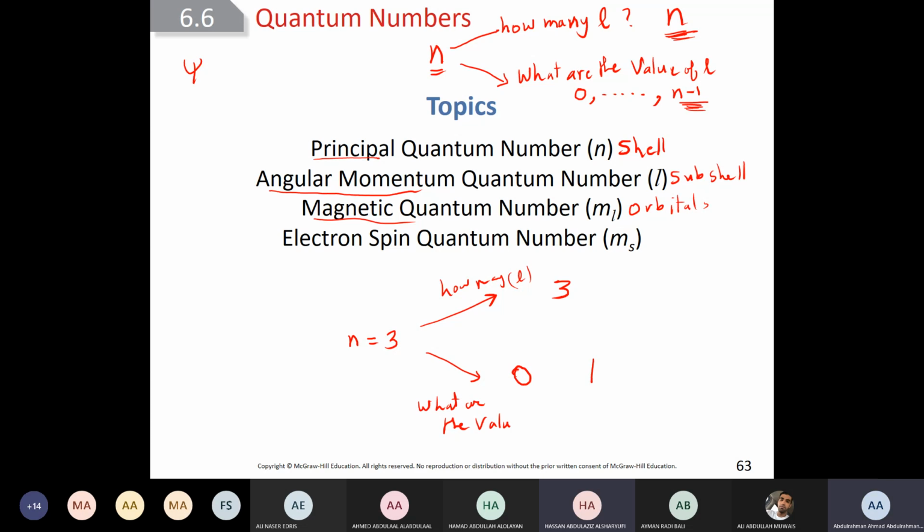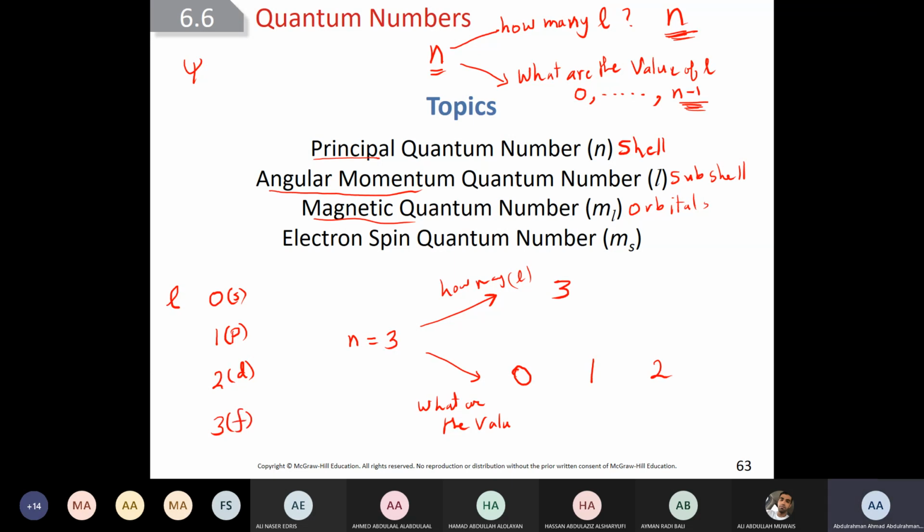0, 1, and 2. Now, I'll give you something else. For L, when the value is 0, or 1, or 2, or 3, we have another name for it. We don't have to say 0, we can say it is S. And for 1, we're going to call it P. And for 2, we're going to call it D. And for 3, we're going to call it F.